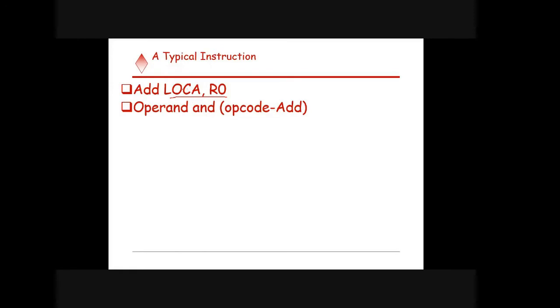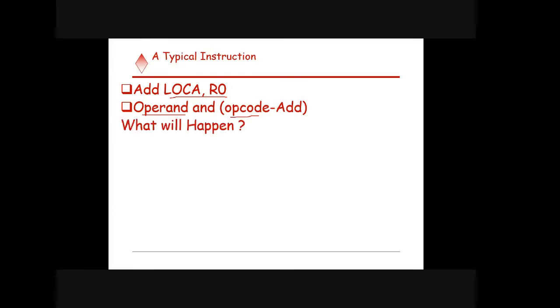So the content inside that 2000 is one operand and the content inside R0 is another operand. Every instruction will have two parts: one is the opcode and another is the operand. The opcode mentions what operation the instruction is performing, and the operand tells where that operation is performed.